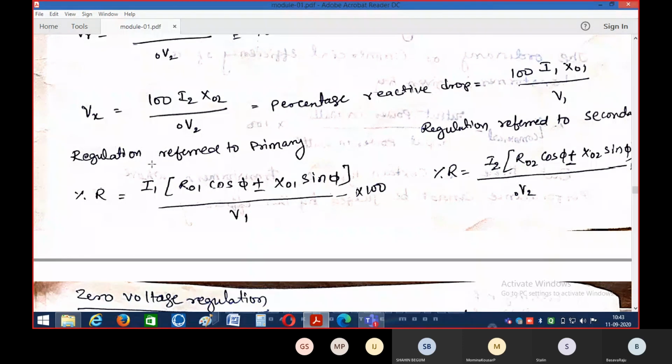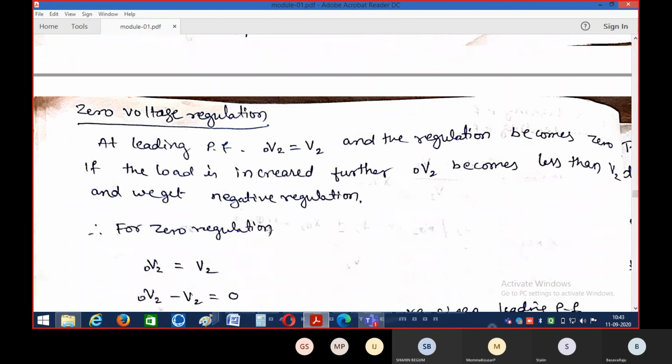So percentage voltage regulation with respect to the primary winding, how can we write it? Percentage voltage regulation is equal to I1 into R01 cos phi 1 plus or minus X01 sin phi divided by V1. And with respect to the secondary, if I want to represent it, percentage regulation is equal to I2 into R02 cos phi plus or minus X02 sin phi divided by V20. Okay, this is how we can calculate the value of percentage voltage regulation with respect to the primary winding as well as the secondary winding.